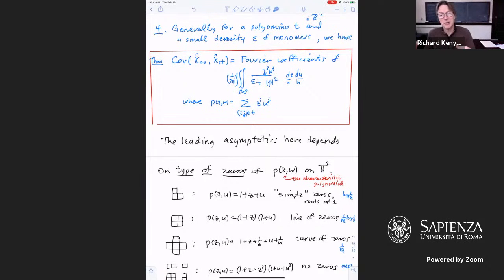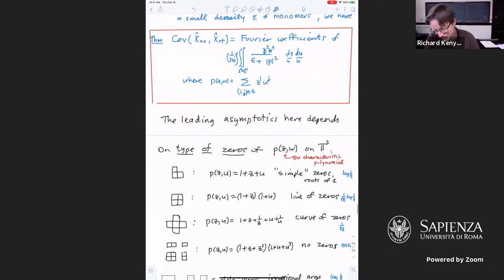But you get a very different behavior if you have different kinds of zeros. For example, if my tile is the 2 by 2 square, the characteristic polynomial looks like that, and then we get a whole line of zeros on the torus. How do you make this 0 when z and u have modulus 1? Well, z could be -1 or u could be -1. There's a whole circle of zeros on the unit torus, and that makes the leading asymptotics of this covariance function very different. In fact, it's got a 1 over square root of epsilon times log epsilon behavior.